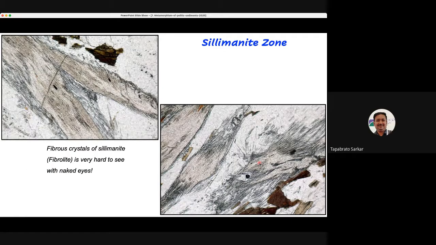Okay, so this is how it looks. These are the fine needles of sillimanite, which are very hard to see with the naked eye, but under the microscope you can see them. And these are replacing the micas, and this is what happens when the first sillimanite appears. With increasing temperature, these sillimanites grow in size and become much coarser-grained minerals.